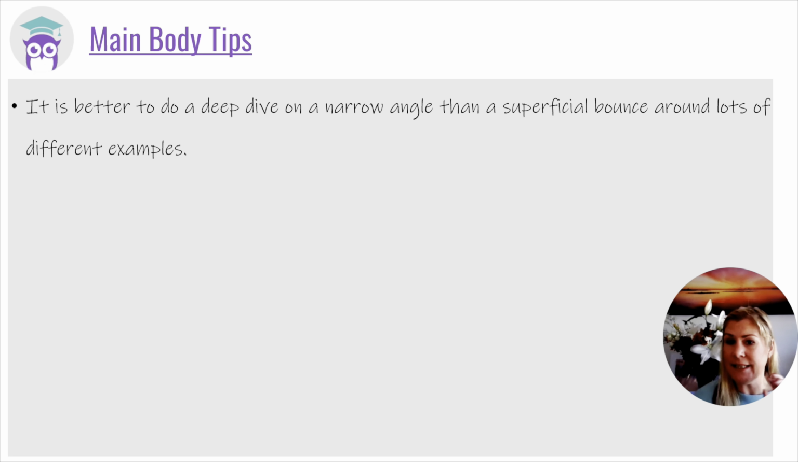Right, quick tips on the main body. Okay, so your main comparative analytical paragraphs. Like I said, it is better to do a deep dive on a narrow angle than a superficial bounce around lots of different examples. So if I bounced around all three relationships, I'd end up writing a paragraph on Othello and Desdemona, and a paragraph on Gatsby and Daisy, and then a paragraph on Myrtle and Tom, and then a paragraph on Cassio and Bianca, and then a paragraph on Jordan. Do you see what I mean? And nothing is going to have development.